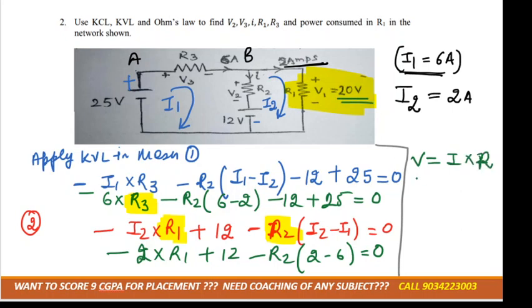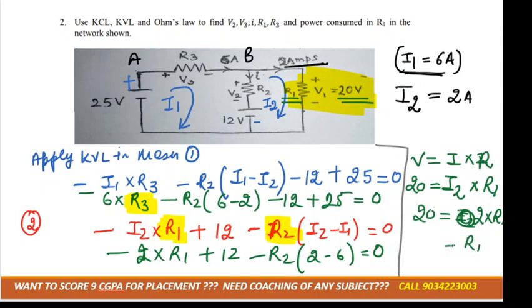V here given is how much? 20 volt, right? And in this branch, which current is flowing? I2 current is flowing, and the resistance is R1, right? So we already know the I2 value, that is 2 into R1 is equal to 20. So the R1 value from here we can calculate: R1 is equal to 10 ohm, right? If R1 is equal to 10 ohm, then up to here we'll have two variables only, that is R2 and R3. Now we can solve these two equations, two variables, two equations.